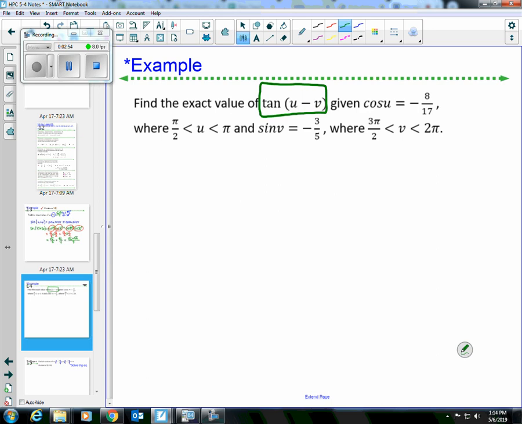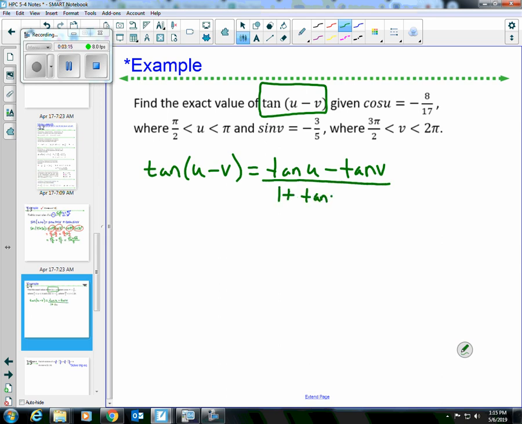So one of the things that I always like to start with here is just to realize, what are they asking you for when you do this? What is the formula that they're talking about? It's a difference formula for tangent. So I'm going to go ahead and write out the difference formula for tangent. So that is tangent of u minus tangent of v over 1 plus the tangent of u times the tangent of v.